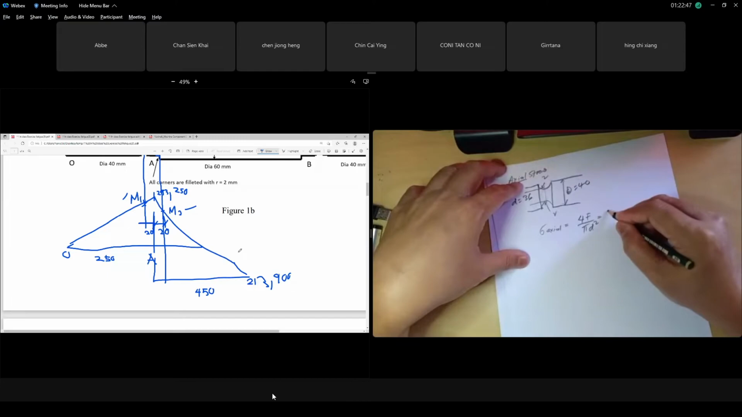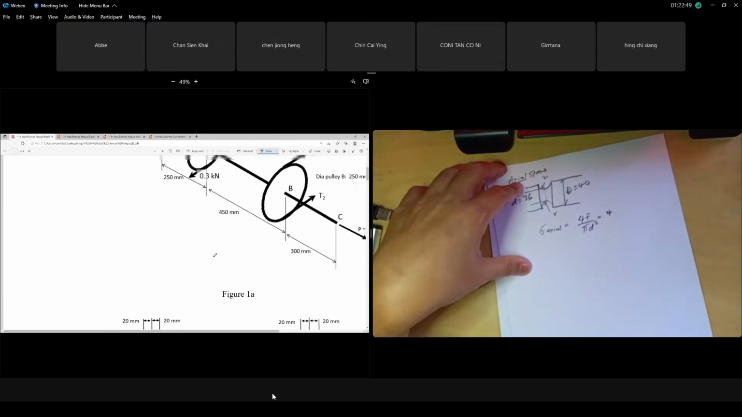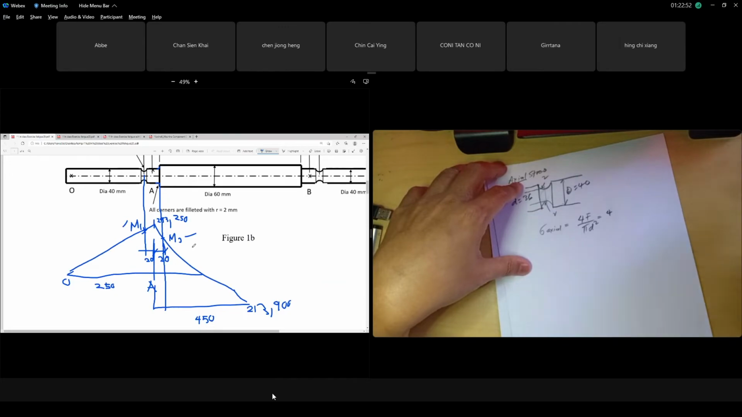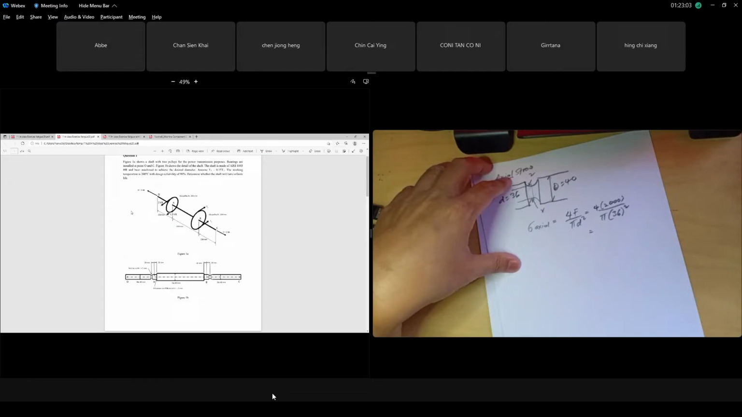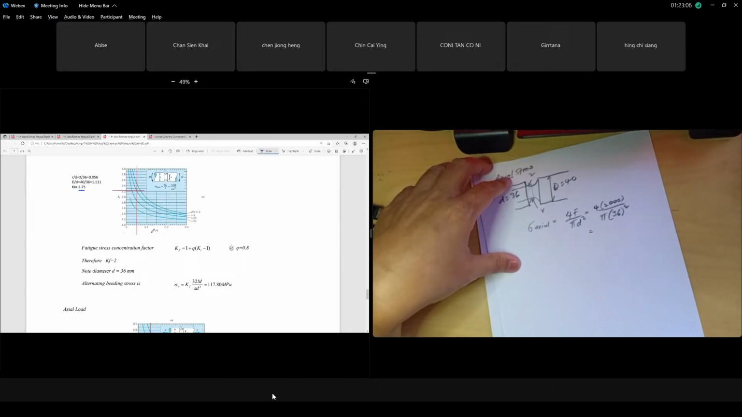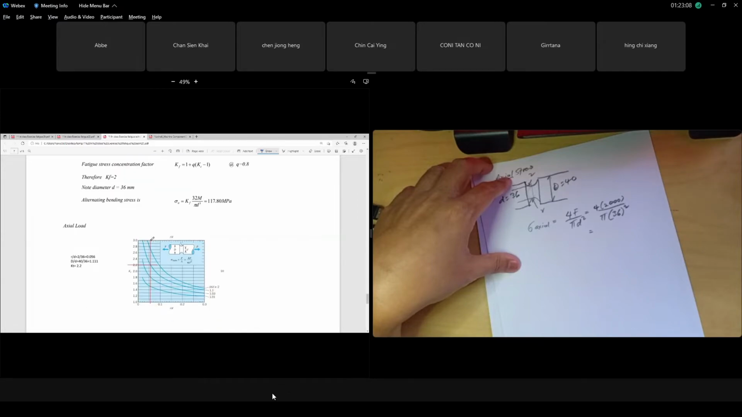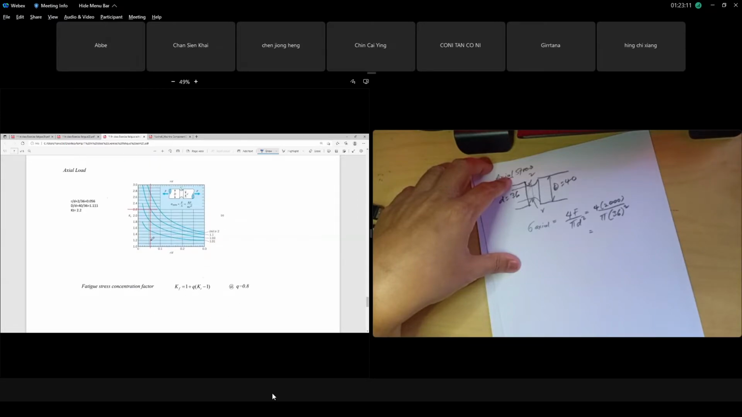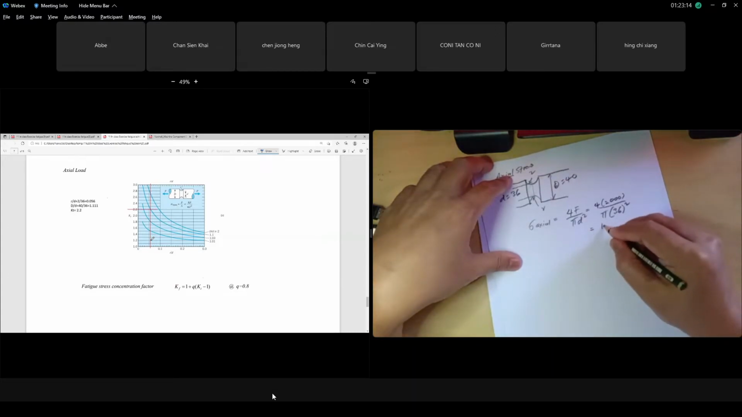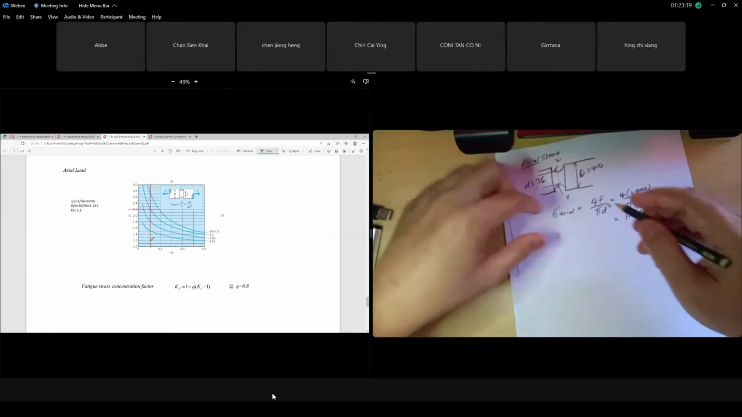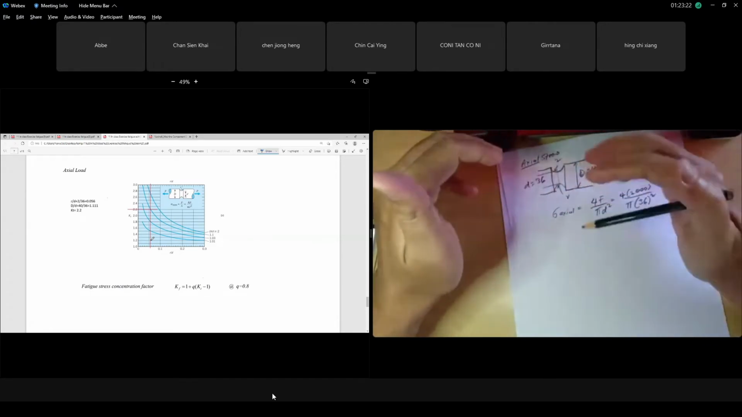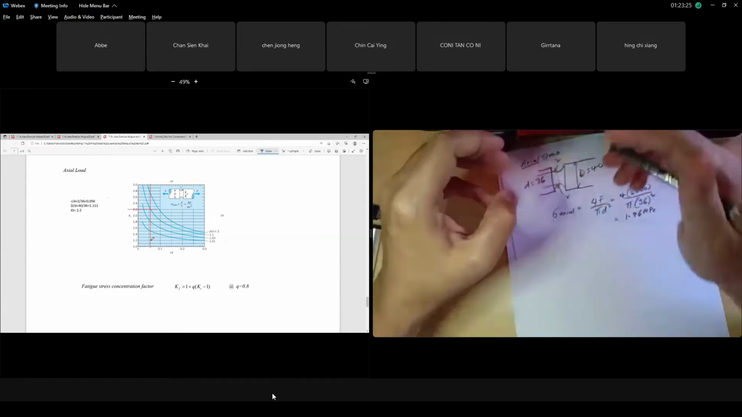For F, we know the force is 2000 Newton, 2 kilonewton. So this is 2000 Newton over pi times 36 squared. So how many megapascal is this, class? What is the megapascal for the axial load? 1.96, small, right? Usually axial is small. Remember, sigma axial must be multiplied by KF axial. Earlier we had KF bending, now you have to multiply by KF axial.